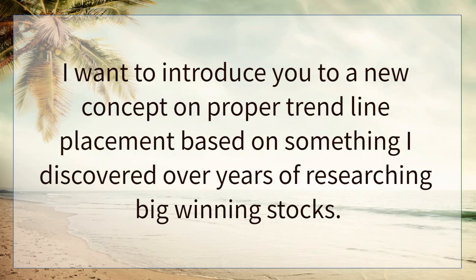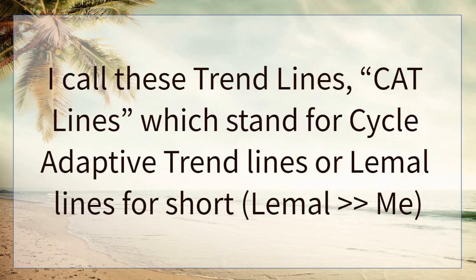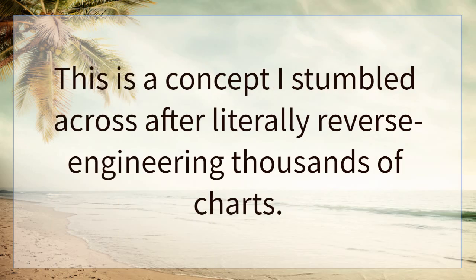I want to introduce you to a new concept on proper trend line placement based on something I discovered over years of researching big winning stocks. I call these trend lines CAT lines, which stands for Cycle Adaptive Trend Lines, or Lemmel lines for short. Lemmel, that's my name. This is a concept I stumbled across after literally reverse engineering thousands of charts.